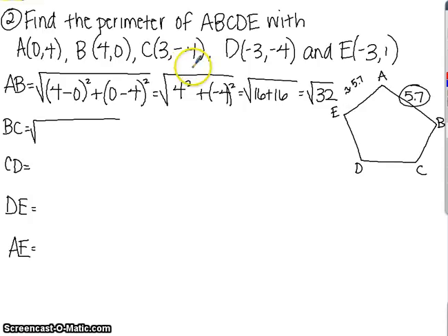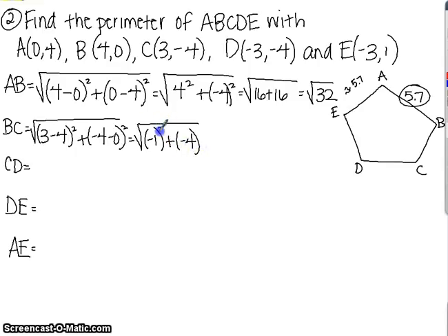BC. So I'm looking at these 2 points. 3 minus 4 squared plus negative 4 minus 0 squared. So that's the same thing as negative 1 plus negative 4. Square both of those. So we get 1 plus 16. That would be 17. Square root of 17 is 4.1. So this side is 4.1.